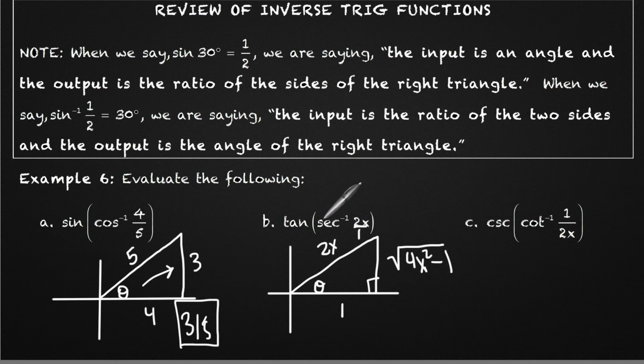All right, so now we can say, well, the tangent of this angle is opposite over adjacent. So it's simply going to be the square root of 4x squared minus 1. Let's apply the same idea to this one as well.